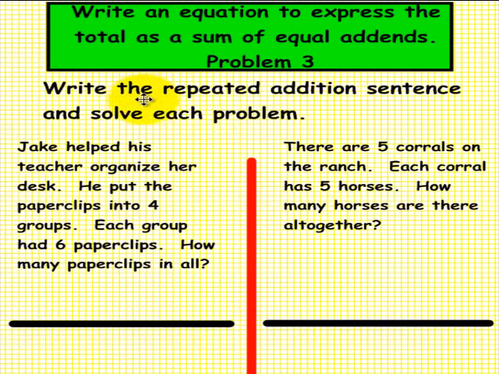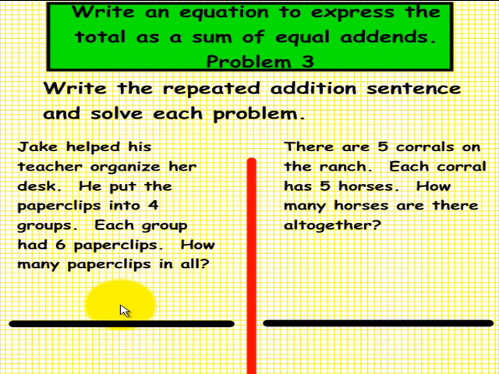Problem 3. Write the repeated addition sentence and solve each problem. We have 2 problems here. Let me read the first one to you. Jake helped his teacher organize her desk. He put the paper clips into 4 groups. Each group had 6 paper clips. How many paper clips in all?